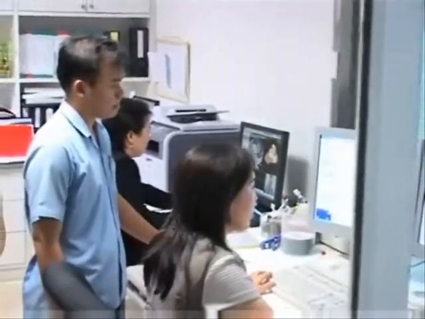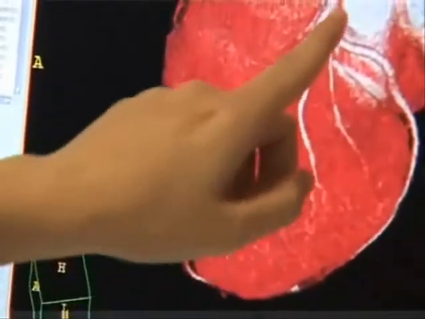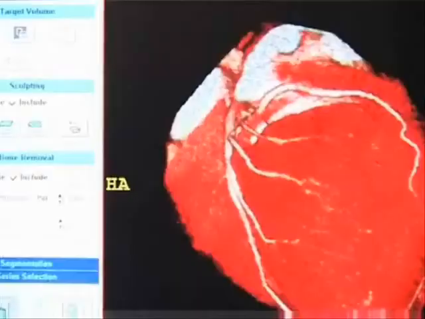Minimal risk for artery catheter insertions. Increased rate of scan movement at 0.27 seconds per cycle.